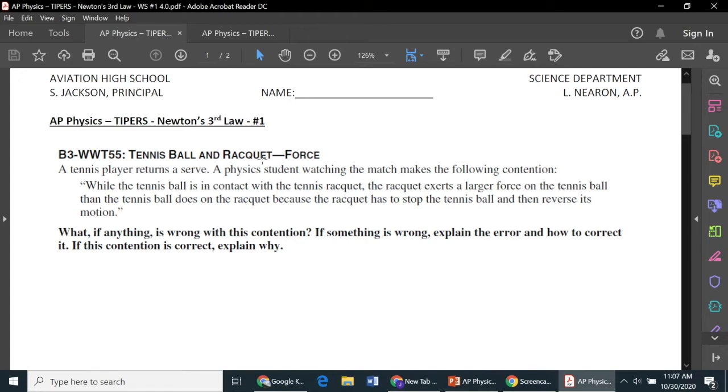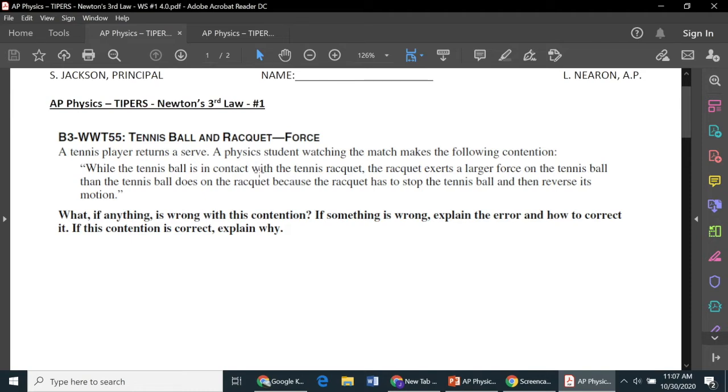Okay, so in this problem here, essentially what this kid is saying is that the tennis racket has to cause the tennis ball to slow down, then stop, and then reverse its motion. So essentially what the kid is saying is that because this tennis ball has to experience this huge acceleration because it's being slowed down, stopped, and then turned around, it has to be experiencing a larger force because it's experiencing a larger acceleration. It sounds fairly compelling, larger force, larger acceleration. But of course, there's one thing that the kid is forgetting.